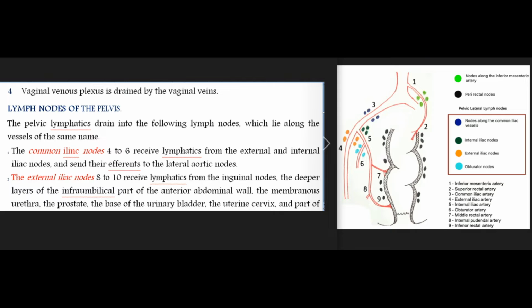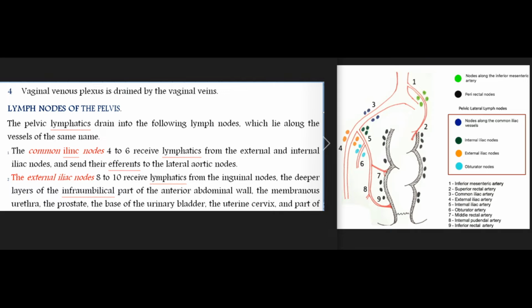Lymph nodes of the pelvis. The pelvic lymphatics drain into the following lymph nodes, which lie along the vessels of the same name. 1. The common iliac nodes, 4 to 6, receive lymphatics from the external and internal iliac nodes, and send their efferents to the lateral aortic nodes.